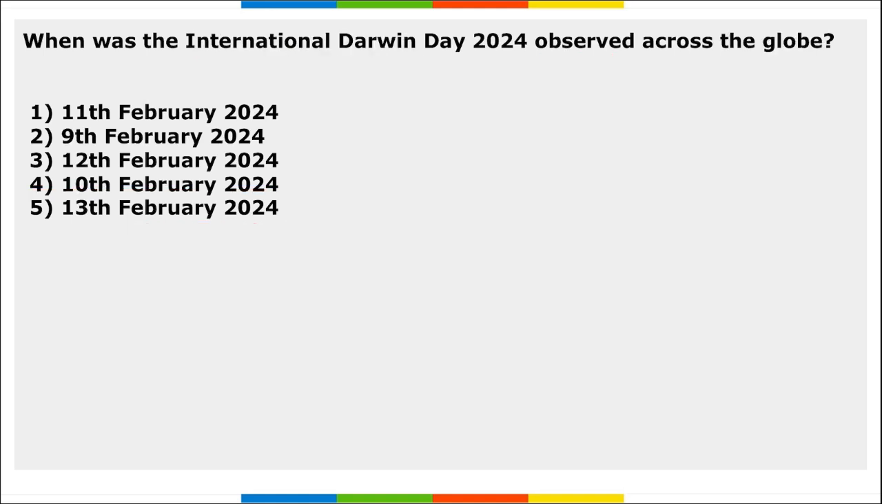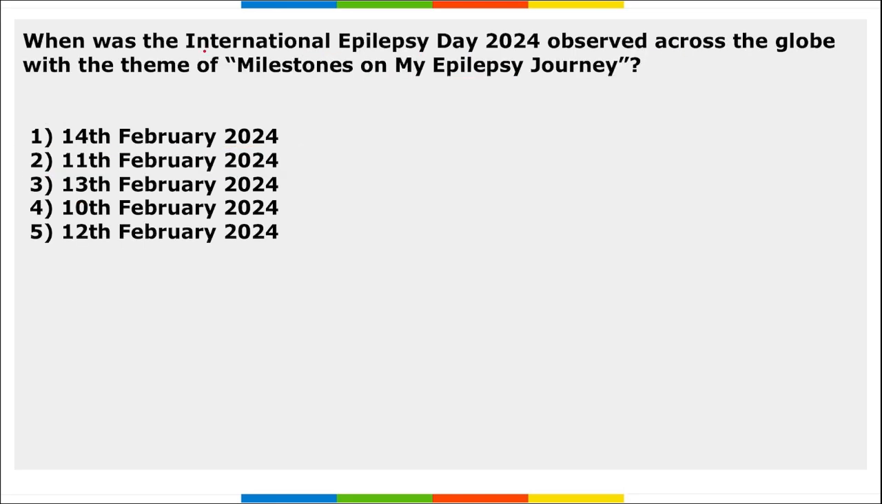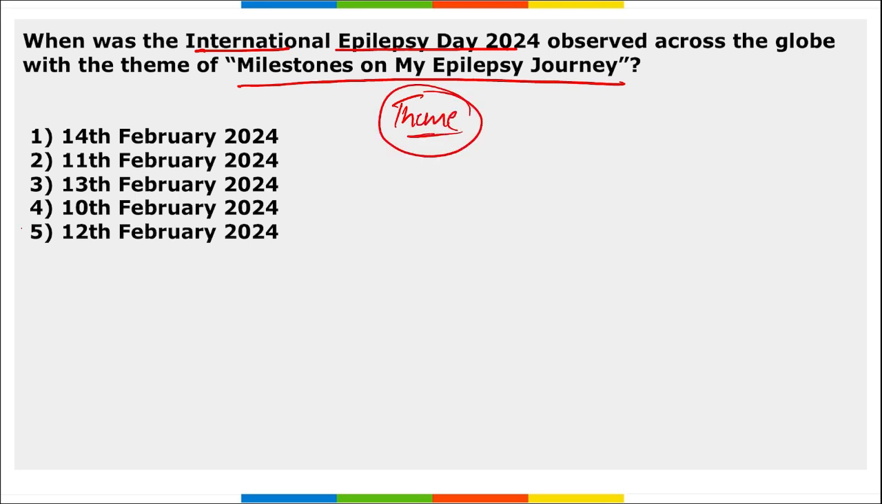Next is when was the International Darwin Day observed across the globe? So International Darwin Day was observed on 12th of Feb across the globe. Moving on. When was the International Epilepsy Day observed across the globe? And theme given here, milestones on my epilepsy journey. So what is the day? 12th of Feb, and theme being milestones on my epilepsy journey.